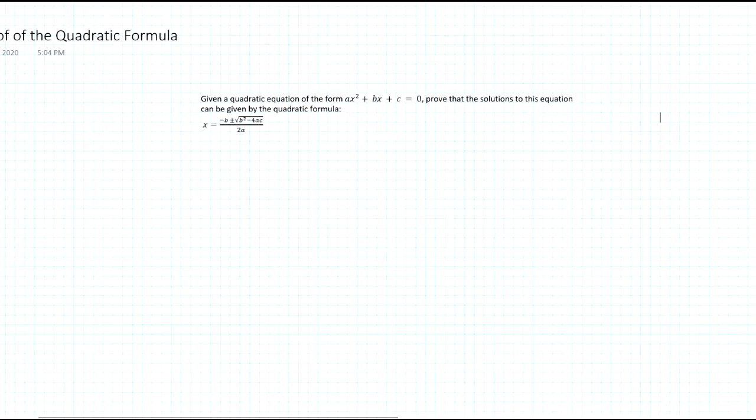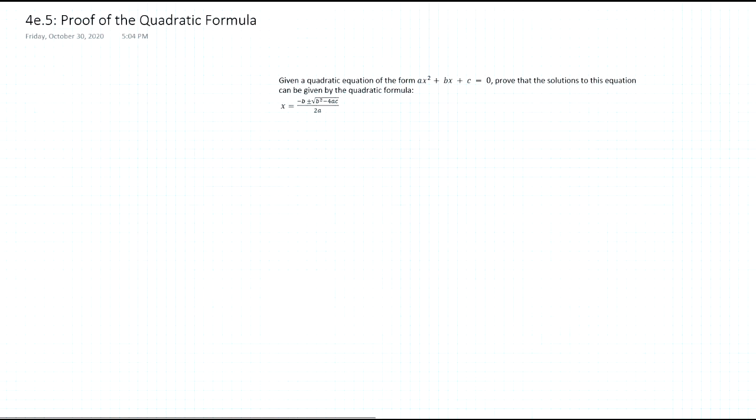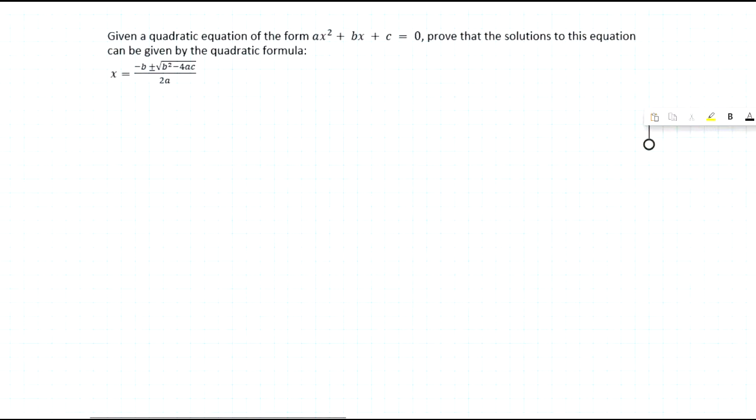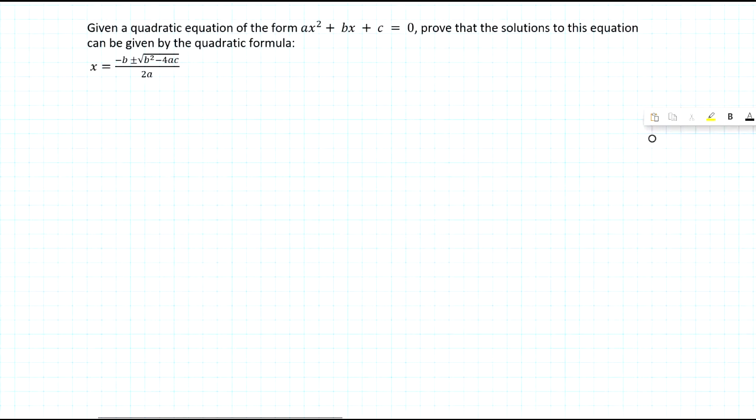This is Noah, and in this video, we're going to do the proof of the quadratic formula. Given a quadratic equation of the form ax squared plus bx plus c equals 0, we want to prove that the solutions to this equation can be given by the quadratic formula, which is x equals negative b plus or minus the square root of b squared minus 4ac all over 2a.